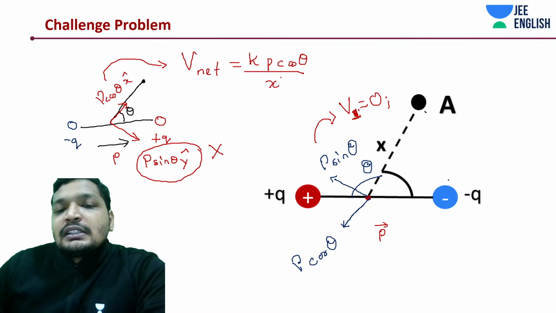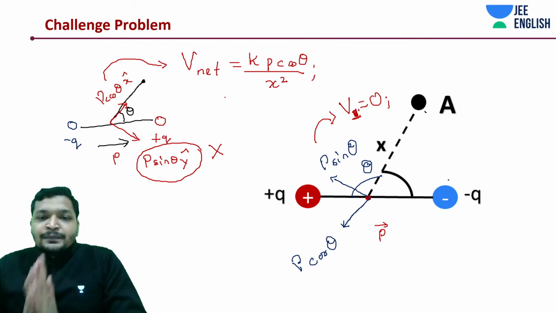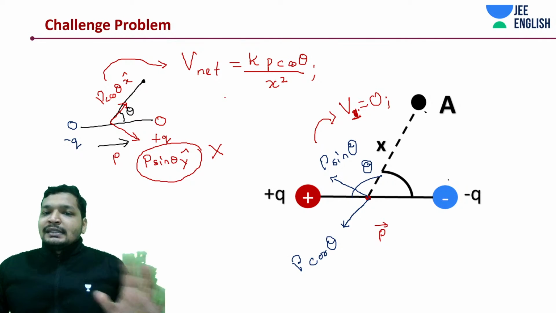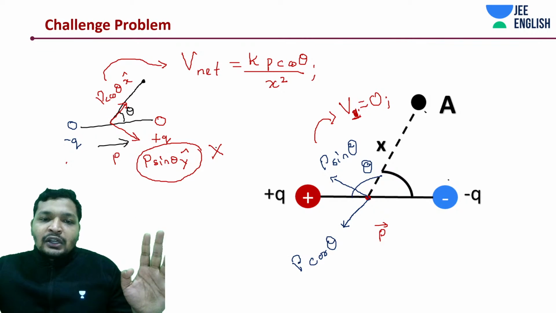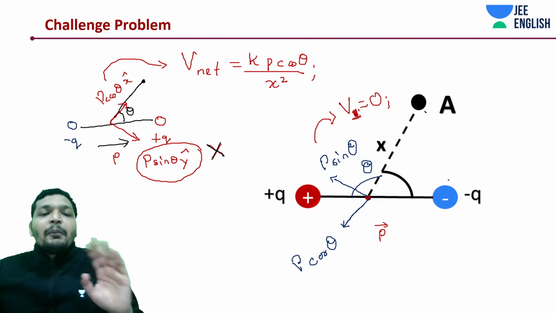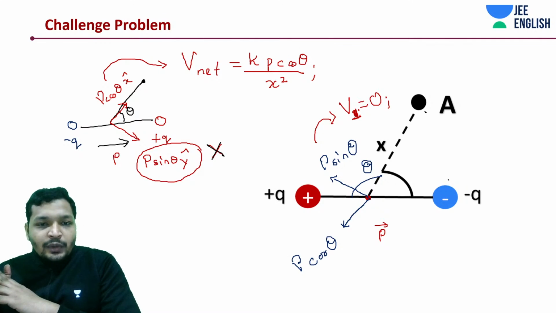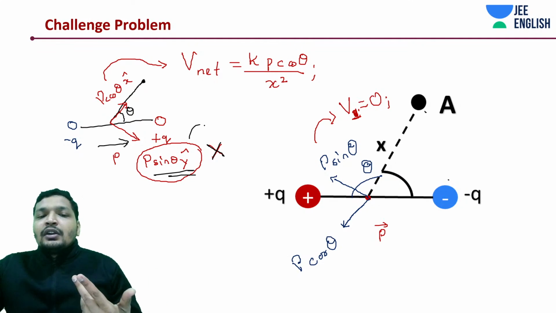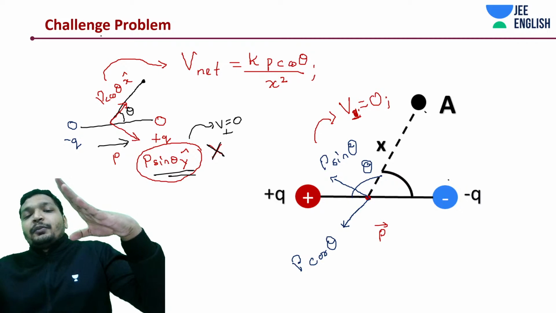Divided by x square. Okay. Substitute the value of theta, you get the answer. That is that, right? I hope you understood that point. Due to the perpendicular component, potential is 0. We are going to add two scalar quantities. That's science. But due to the perpendicular component, no potential. Hence, we are only worried about the one that is on the axis of the point.